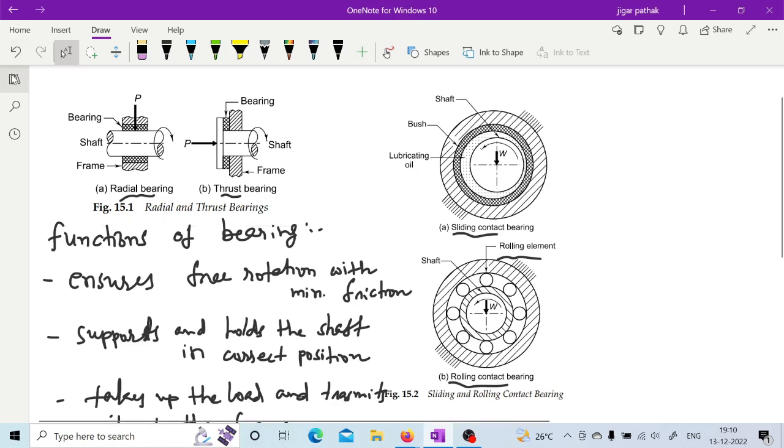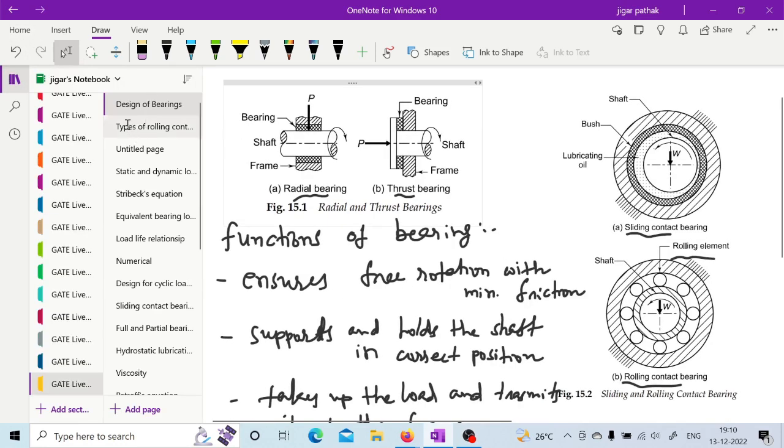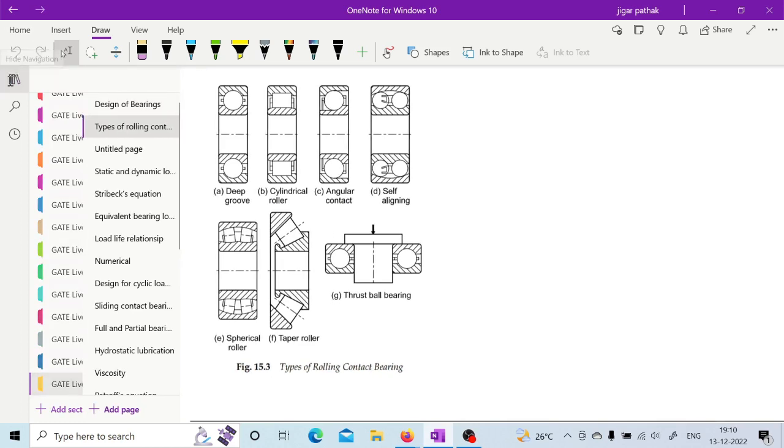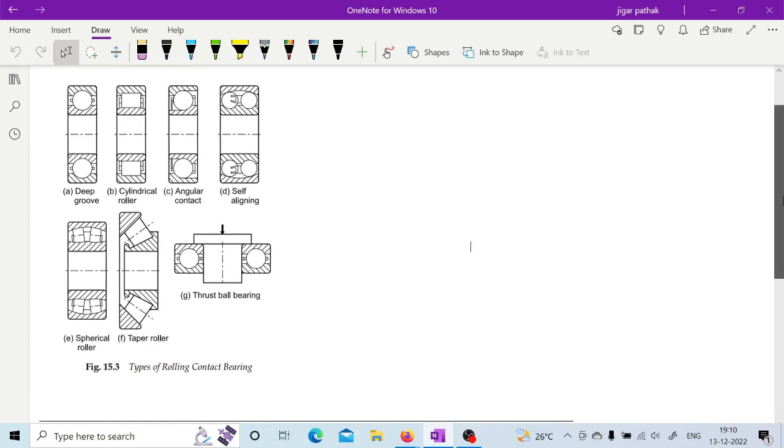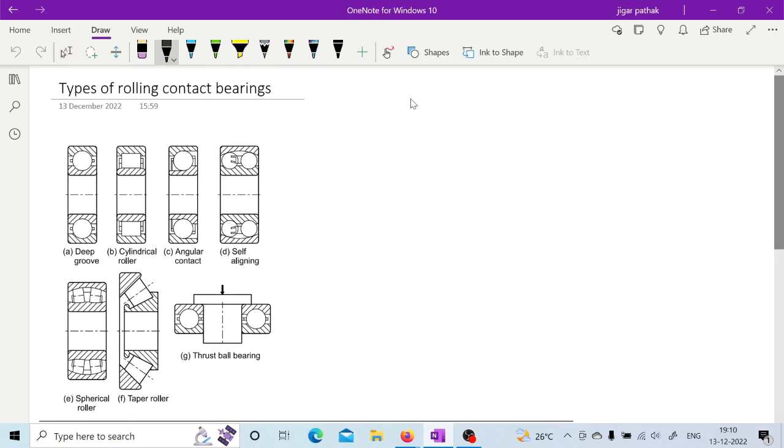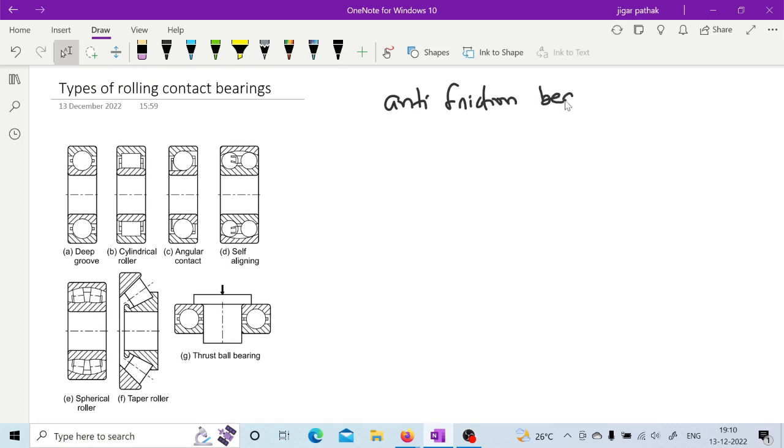So we will see the different types of bearings. If we start first with rolling contact bearings, they are also known as anti-friction bearings, because in a rolling contact bearing there is not much friction, while in a sliding contact bearing some friction is present when we start the shaft. That is why it is known as an anti-friction bearing.